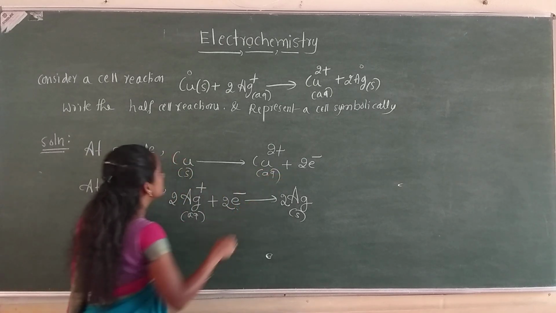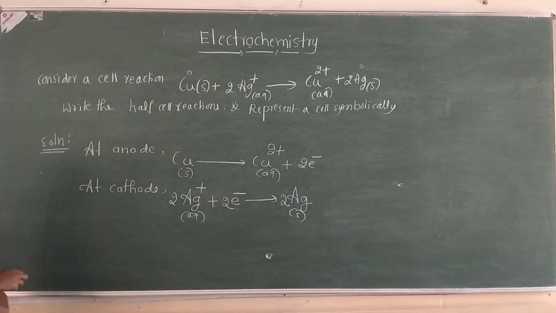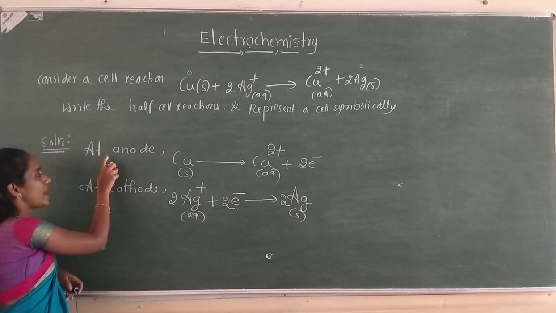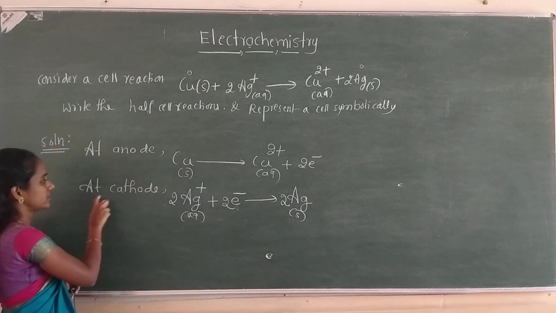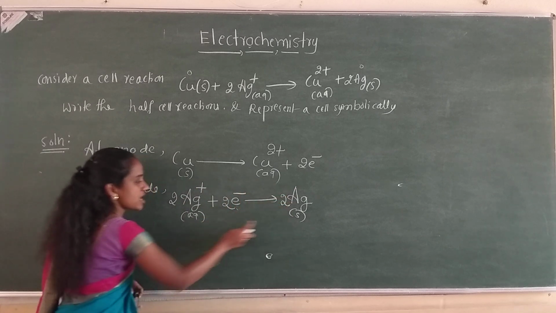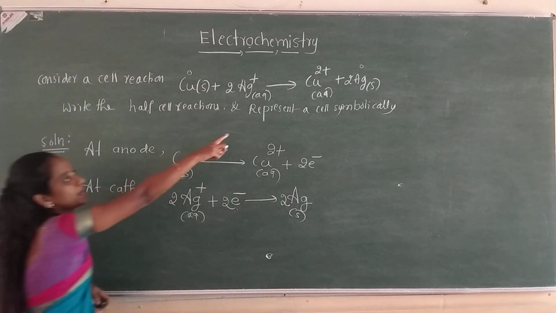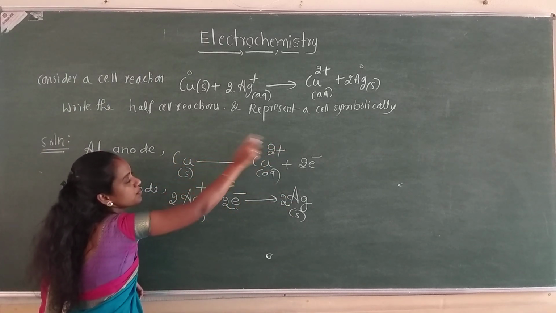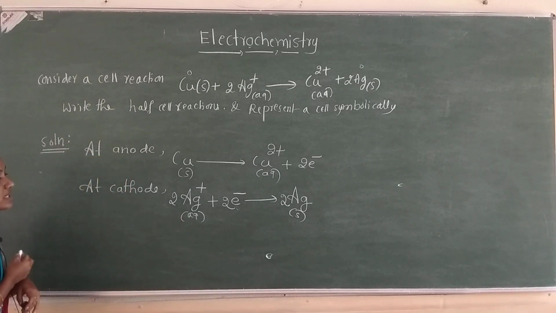Like this. So, this is the half cell reaction. Very, very important. At the anode, this is the reaction. At the cathode, the reduction reaction occurs. Now, let us represent a cell symbolically.